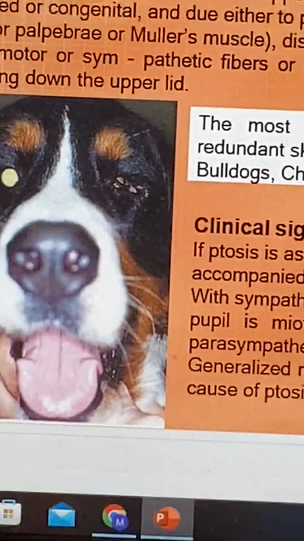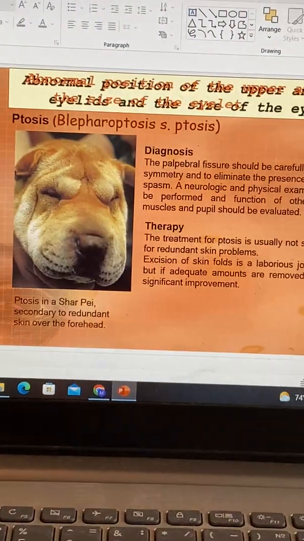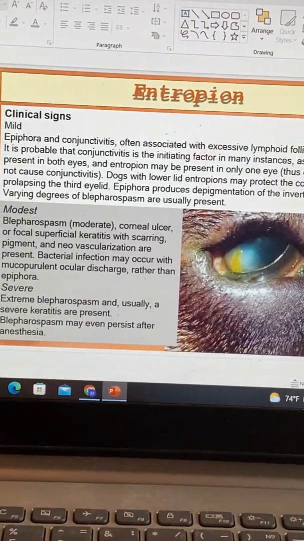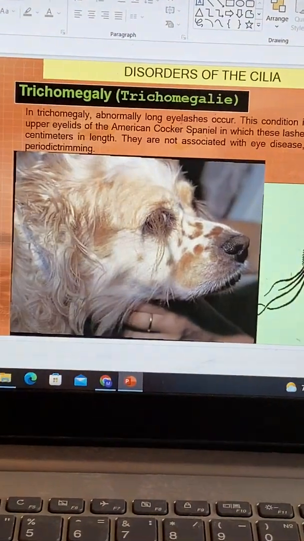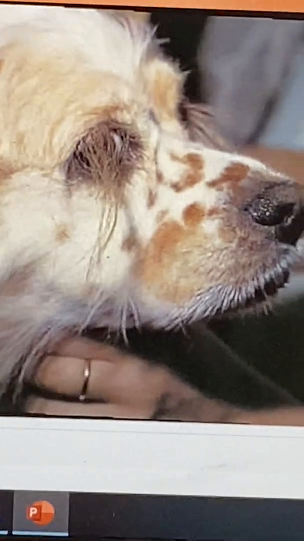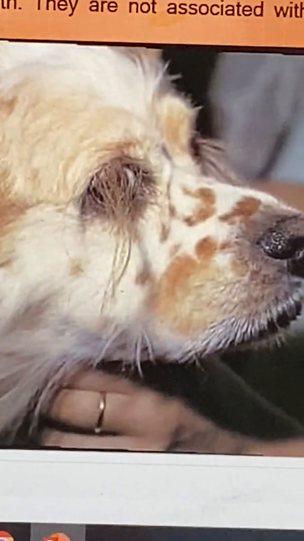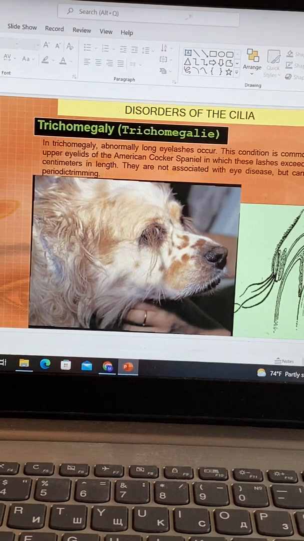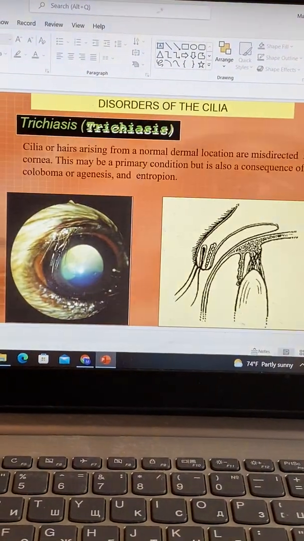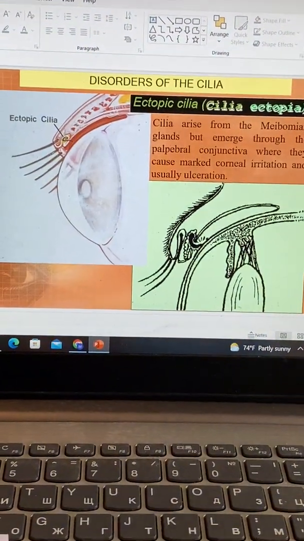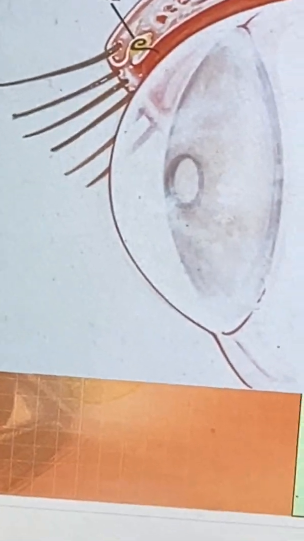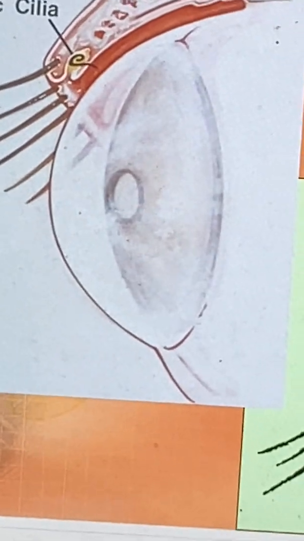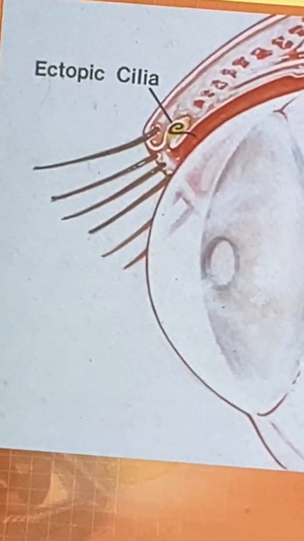There's also trichomegaly. They had a really good picture here. I skipped loads of diseases because we know what entropion and ectropion are, so when you mention them, you can just talk about them. Trichomegaly is when you have excessively long eyelashes. You can imagine this causes issues. There's also ectopic cilia. This is a very good picture. It's hairs growing in the wrong place, so they can penetrate the eyeball basically.